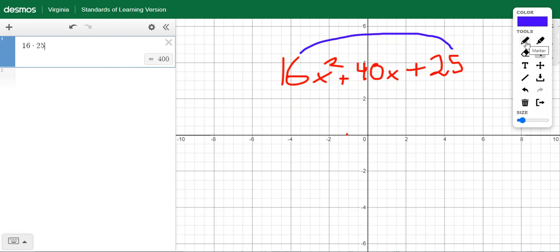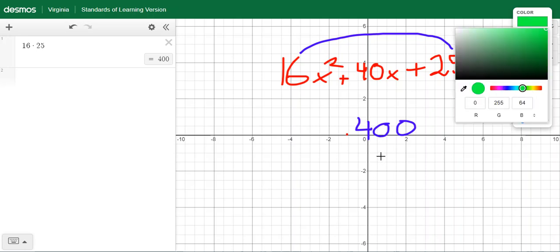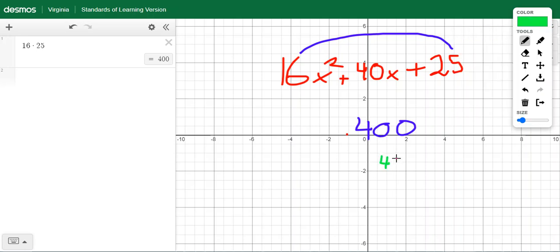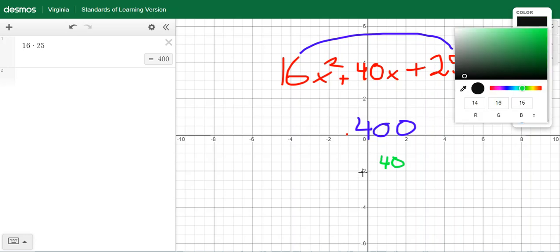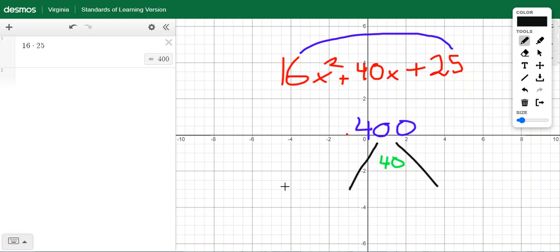So I'm looking for numbers that multiply to equal 400. And then B is 40. So multiply to 400, but have to add up to 40. Now luckily they're both positive, so both of the numbers that I'm going to be looking for should also be positive. 400 is a pretty big number.